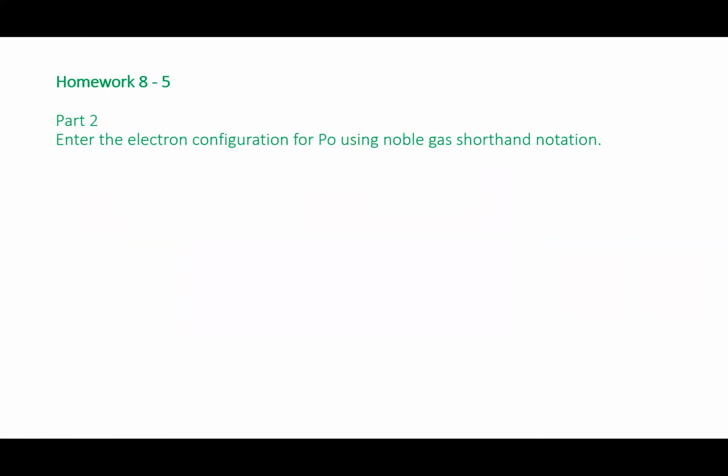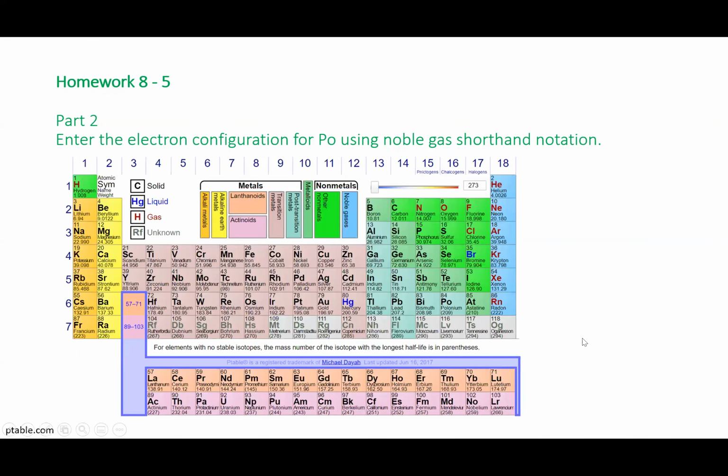So that's part 1. And if I look at part 2, now I have to determine the electron configuration for polonium. Again, looking at my periodic table, I locate where polonium is. It is right here. And again, I go up one period and I go all the way to the right in order to determine what my noble gas is. And going back to my period, I start counting electrons again, starting from the left.